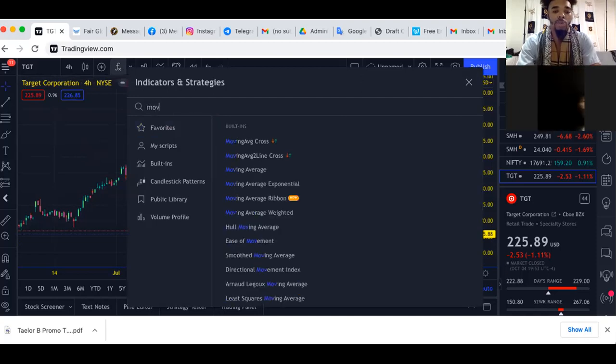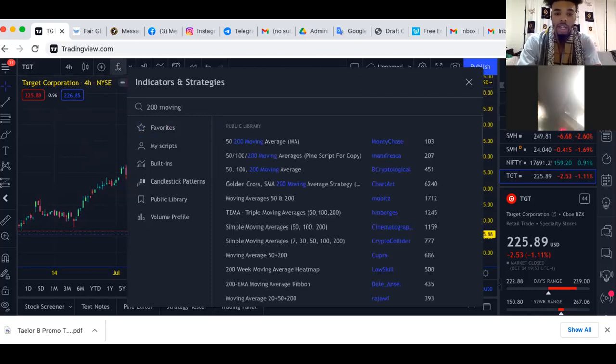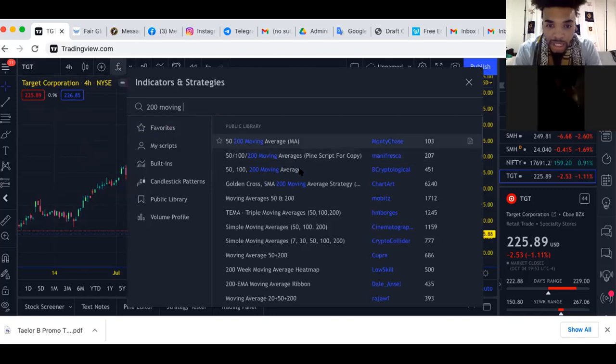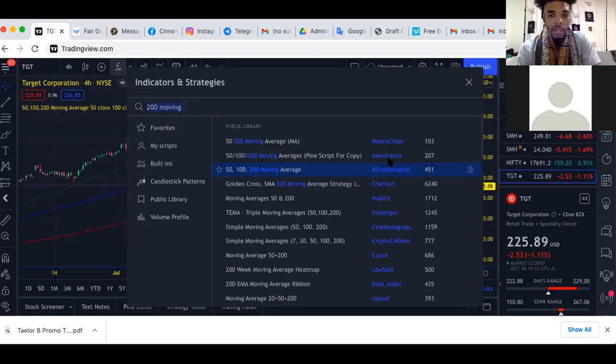So I always put in the 200 MA, the 200 moving average, just because it's the most solid moving average that you can have. If price is ever under it, you just know that. Hold on, let me get it right. BC Cryptology is the one that I use. It says 50, 100, 200 moving average, right? So we got that, and that's on there.